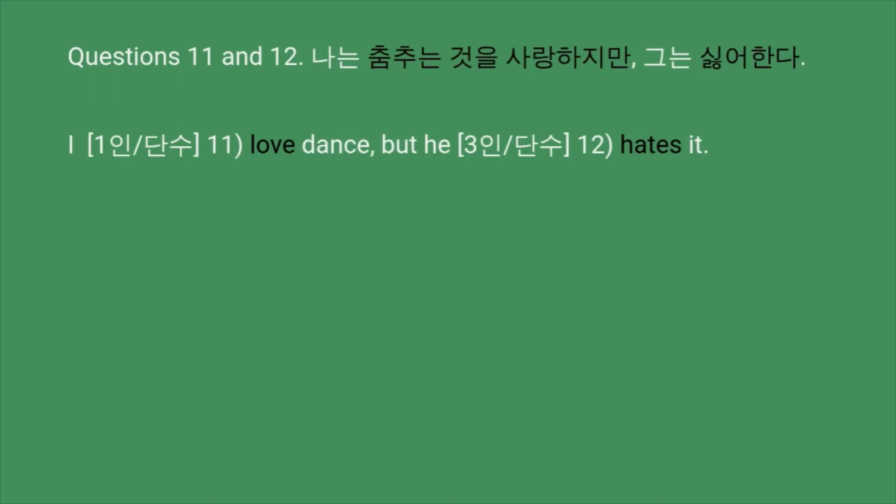So number 11 there, "I love dance." This I there is the first person singular. So there's no need to add s, so it's just "love." "I love dance." Okay, but then number 12, the subject is different. Right, number 12, the subject is he. Right, third person singular. So there we do have to add s to the verb hate. So it's "I love dance, but he hates it." 나는 춤추는 것을 사랑하지만 그는 싫어한다.